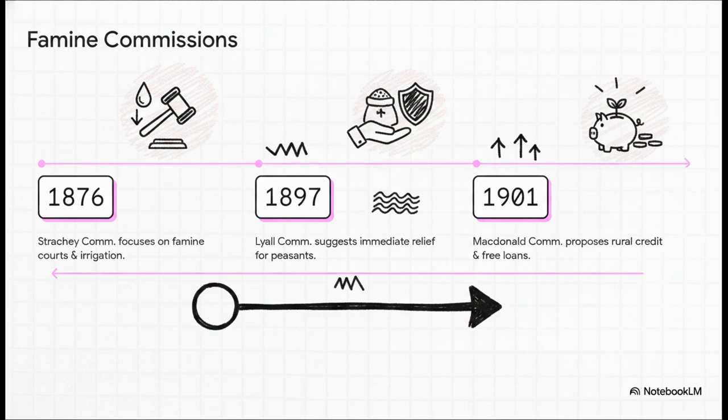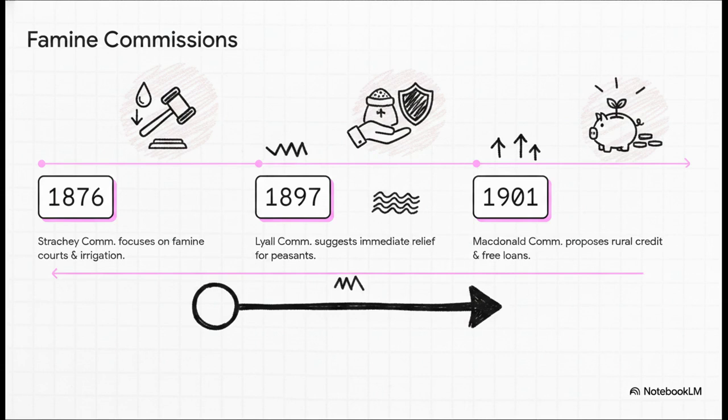In 1876, right after the Great Famine in Bengal, Lord Lytton constituted the Strachey Commission. That focused on setting up basic famine courts and an irrigation department. But as the crises just kept coming, the state's response had to mature. By 1897, the Lyle Commission adapted by suggesting immediate relief for peasants upon crop failure and creating separate administrative departments in the districts. And then, just 4 short years later, in 1901, the MacDonald Commission took it even further.